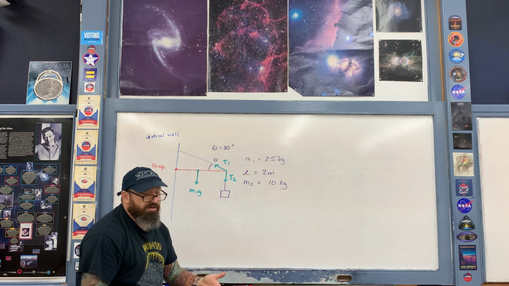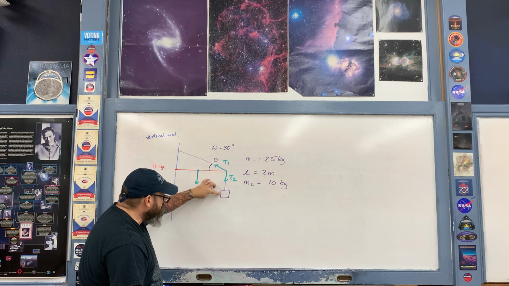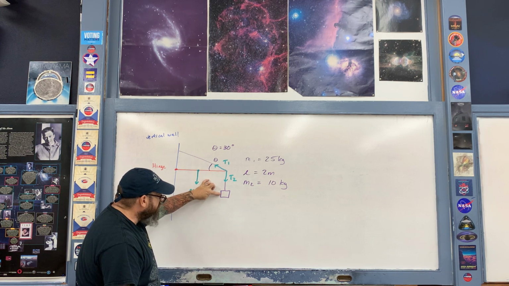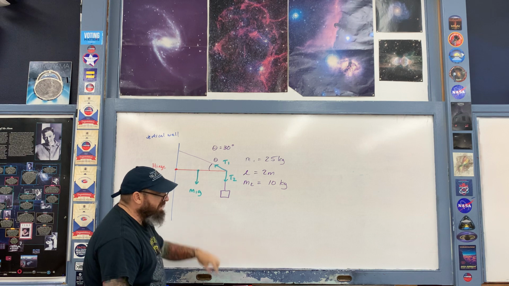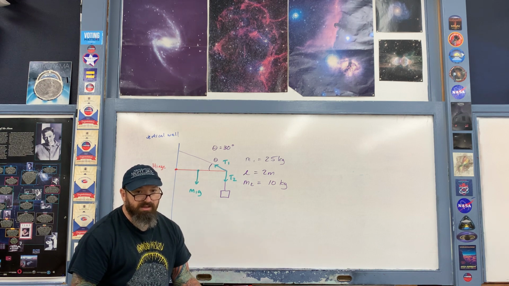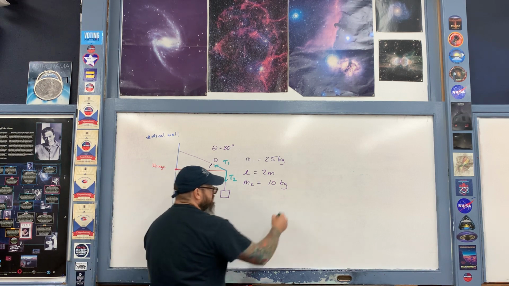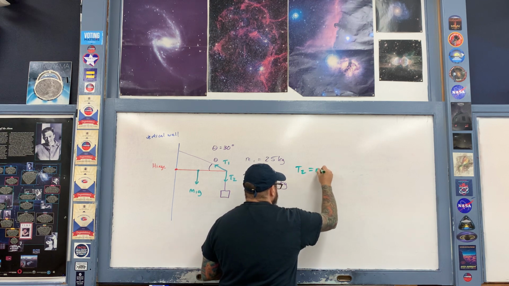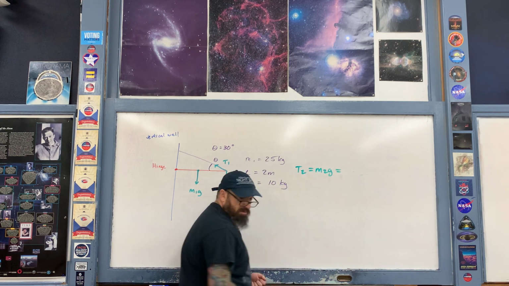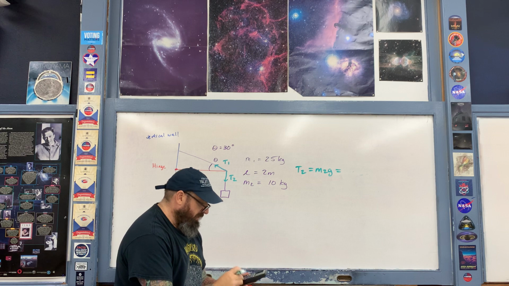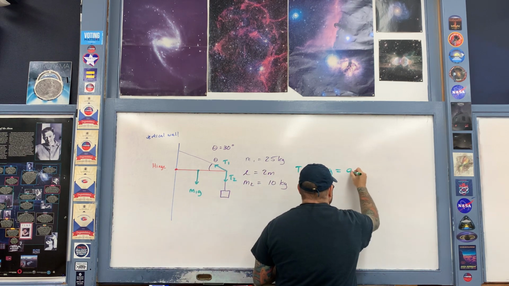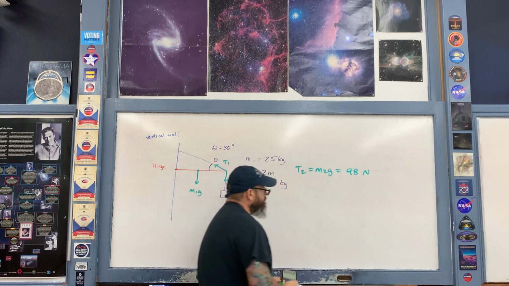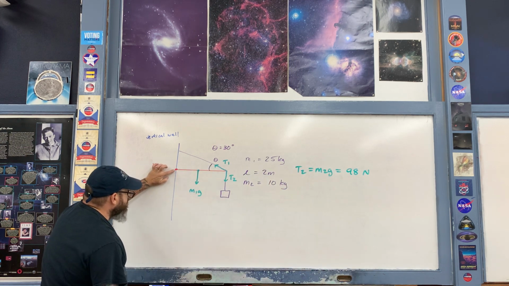Now, before we go any further, pretty obviously T2 here is just equal to the weight of this sign, because if we did look at the forces exerted upon the sign, we would have T2 upwards and its weight M2G downwards, which would just cancel each other out, because once again, everything is just sitting there at rest. So T2, in other words, is just equal to the weight of the sign, M2G. So let's go ahead and calculate that number before we go any further. Just 10 times 9.8, and that's 98 newtons. Okay, and then we've got the hinge.